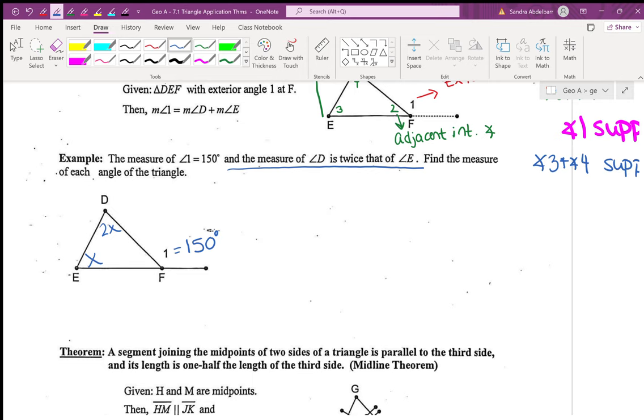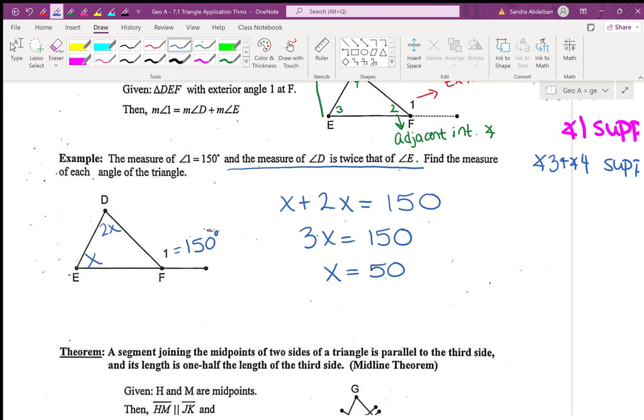All right, now we need to find the measure of these angles. The way we're going to find the measure of these angles is using that theorem. It tells us the exterior angle equals the sum of the remote interior angles. So I'm going to say x plus 2x has to equal the outside angle, which is 150. So here we're going to have 3x equals 150. So x will equal 50.